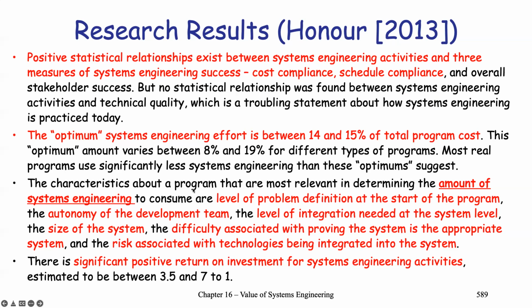The characteristics about a program that are most relevant to determine the amount of system engineering to consume are the level of problem definition at the start of the program, autonomy of the development team, the level of the integration needed at the system level, the size of the system, the difficulty associated with proving the system as the appropriate system, and the risk associated with the technologies being integrated into the system. And there is significant positive return on investment for system engineering activities. So it's estimated somewhere between 3.5 and 7 to 1.